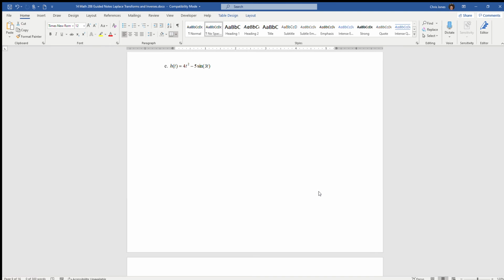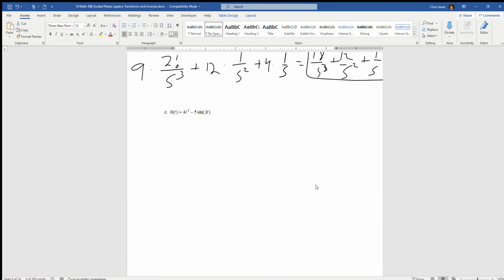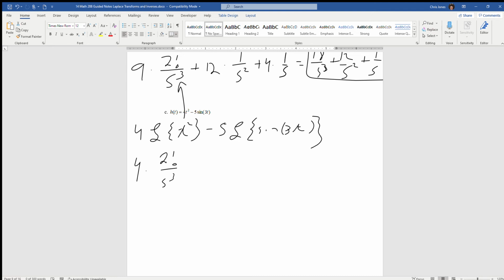One final example of a nice and easy Laplace transform. We have this h of t, 4t squared minus 5 sine 3t. We can write this right away as 4 Laplace of t squared minus 5 Laplace of sine 3t. Now we already know what t squared is going to be. In fact, we just did t squared in the previous example. So this is going to be 4 times 2 factorial over s cubed.